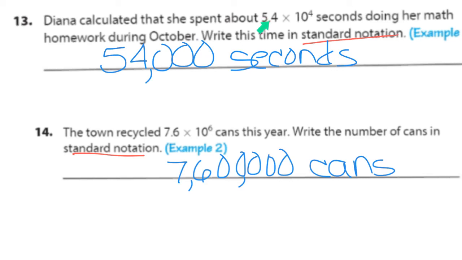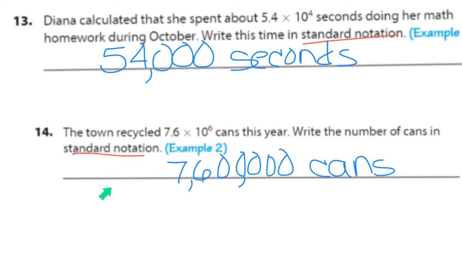Okay, so here's my decimal point, and this is where it used to be. It said move 4 spaces to the right. 1, 2, 3, 4. I moved my 4 spaces. I labeled it as seconds because we are dealing with how much time she took to do her math homework in October. We don't really calculate seconds. I would say it's either minutes or hours, but that's a different problem.